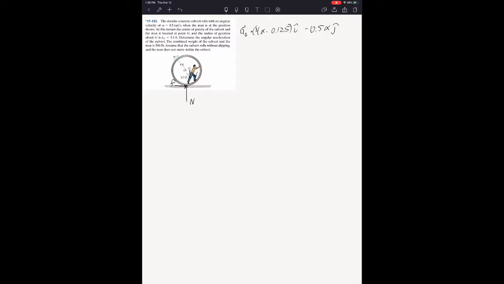So, sum of the forces in the x direction equals F, and that's equal to M times A_Gx, which is 4 alpha minus 0.125 i hat. And then I've got sum of the forces in the y direction equals, let me reverse that, N minus W, and that's equal to M times A_Gy, which is negative 0.5 alpha. And now I'm going to sum the moments.